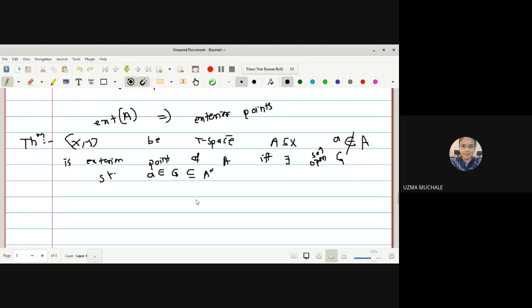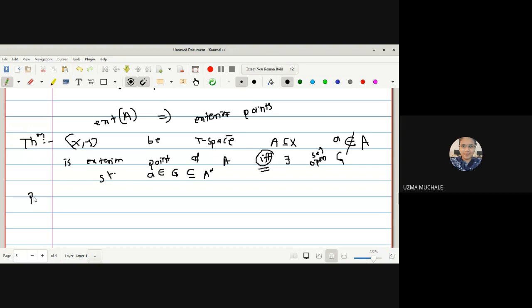Okay, now if I want to prove this, I have to prove it in the if and only if parts. Let X be a topological space, we have been provided that. A is a subset of X. Then A is an exterior point of A if and only if there exists an open set G such that it satisfies the condition A belongs to G, which is contained in A complement.